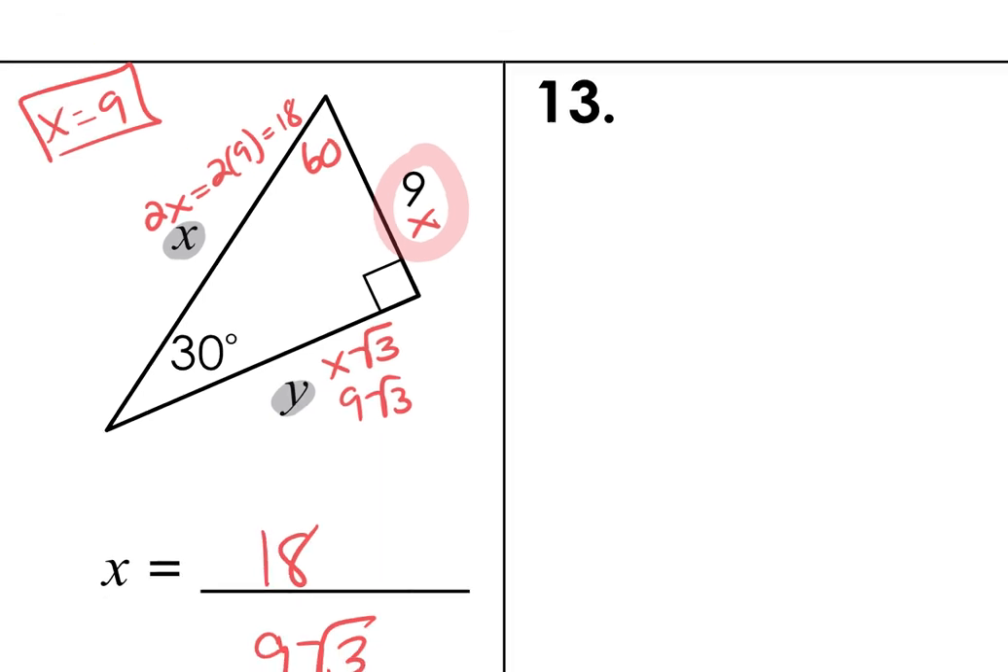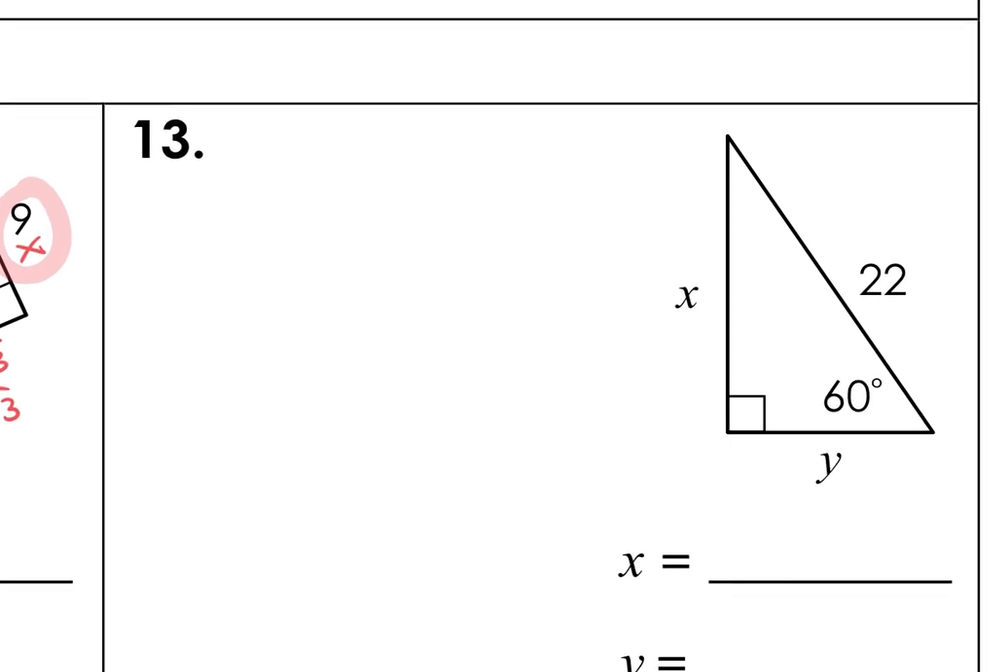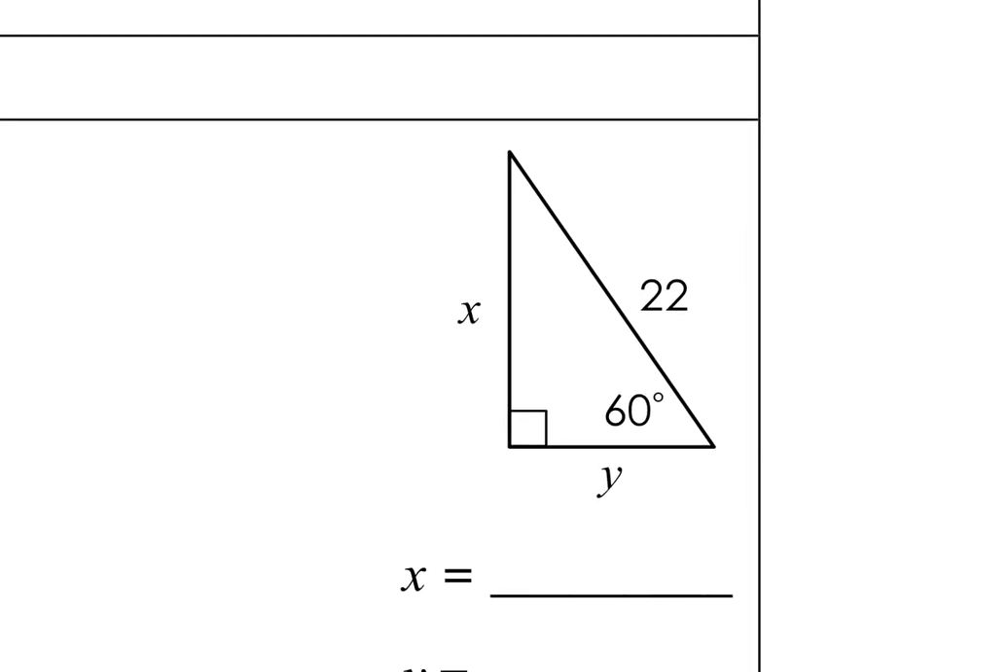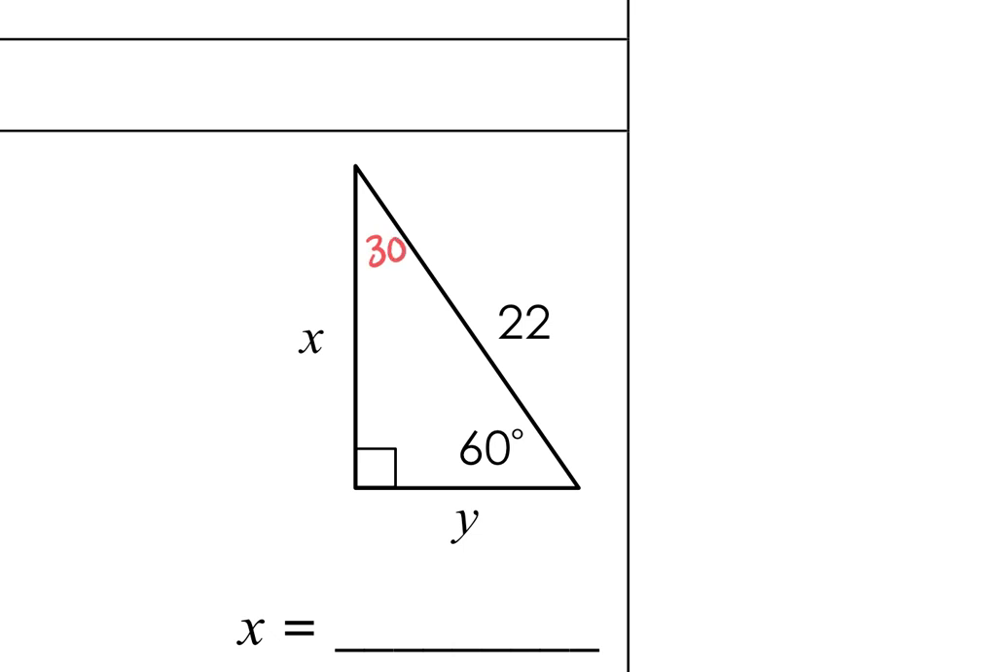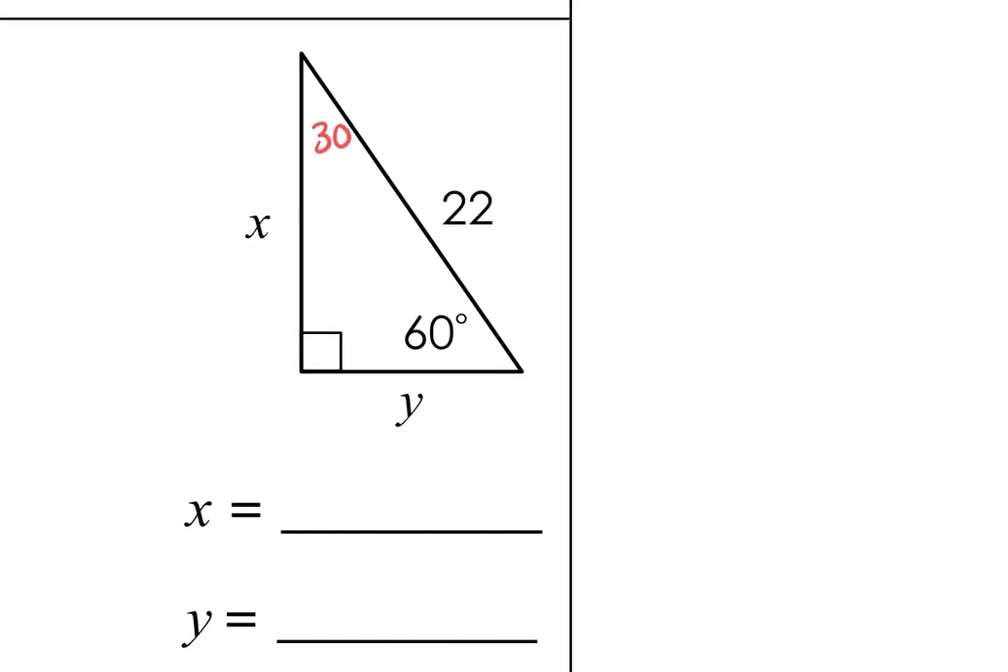When you move to number 13, now they're giving me the hypotenuse. Once again, I start by writing out my ratios. Opposite the 30-degree angle is x. Opposite the 60 is x times the square root of 3. My hypotenuse is always 2x. Momentarily, I'm ignoring the x and the y that were already written on the triangle. I'm just pretending they're not even there.